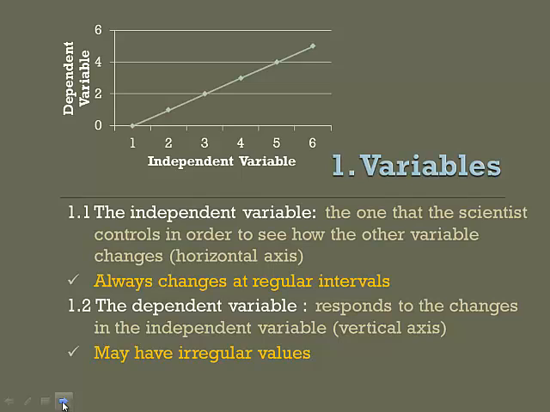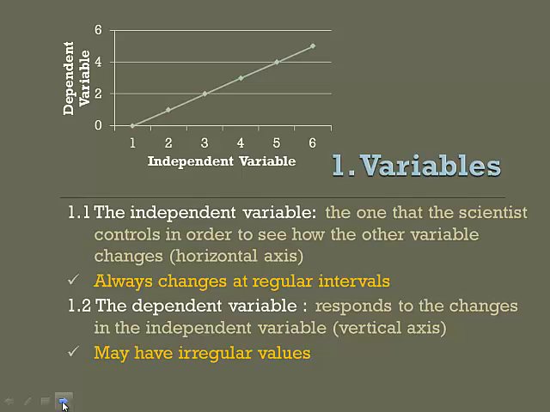dependent variable. The independent variable is the variable that the scientist controls or sets in order to see how the other one will respond. It's independent of the scientist or the other variable because the scientist is regulating it. When we look at it, it always changes at regular intervals. Generally, if time is being measured, it will be time. So 0 seconds, 30 seconds, 60 seconds, etc.